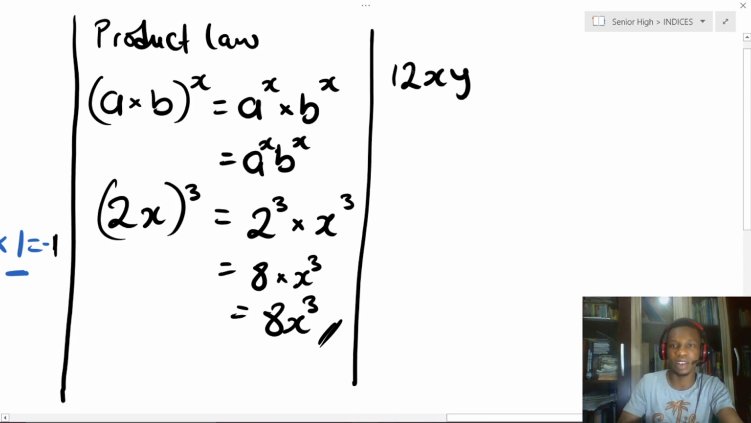Okay, let me make it 12 x squared y, and then we're having it raised to the power of, let's say, 3. Now before I solve this, I would like to talk about also inside product law. There's something I didn't really emphasize. Let me wipe off this particular one. We'll get back to it. So we'll get back to this particular solving we are doing.